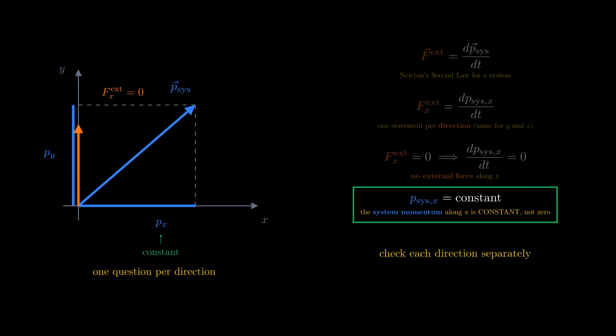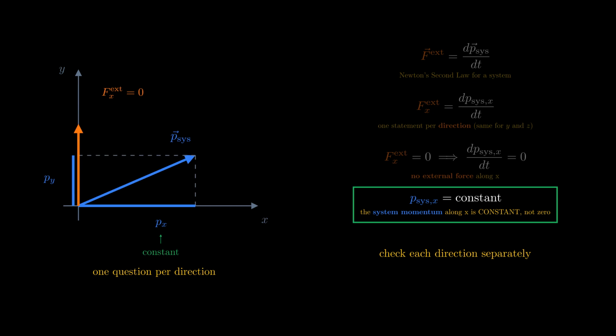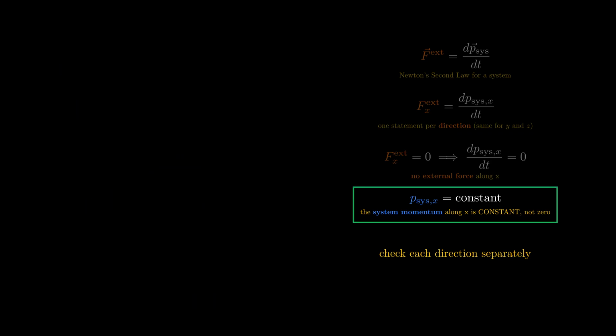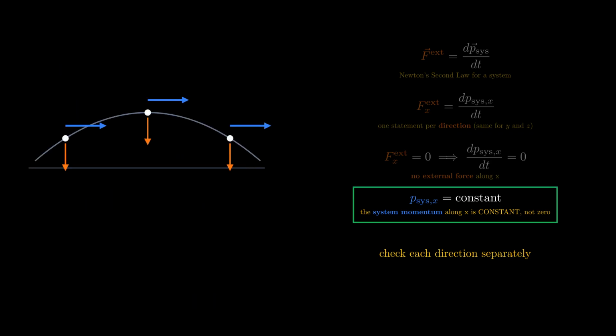Constant, not 0. Those are different claims, and the difference is where most errors start. A system can hold its momentum fixed along one axis while its momentum changes along another in the very same problem. A projectile is the standard case. Gravity acts downward, so vertical momentum changes every instant, while horizontal momentum never budges.